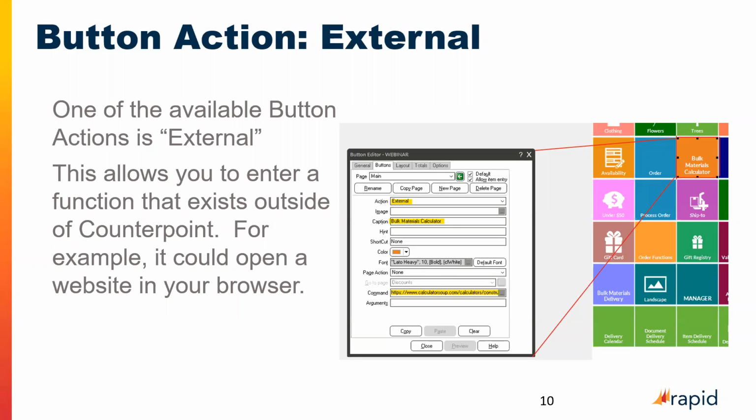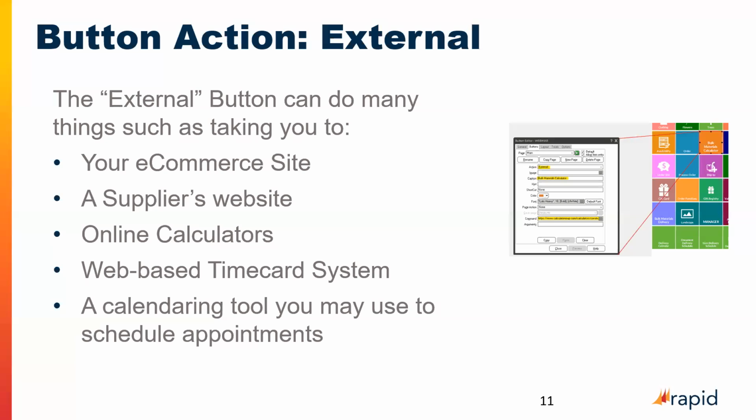There are many instances you might want to use a button action like this, maybe to jump into your e-commerce site or to quickly check availability and cost on your supplier's website. Just click and launch, and now you can search from there. You might link to an online calculator like we're doing for the purpose of this webinar, a bulk materials calculator, which we'll show you in just a moment.